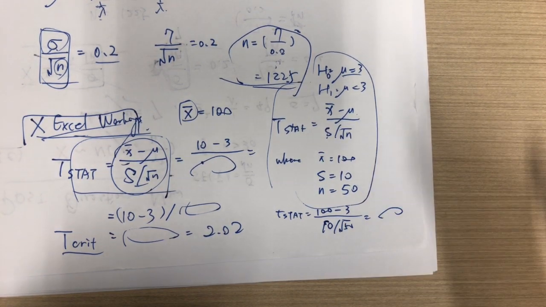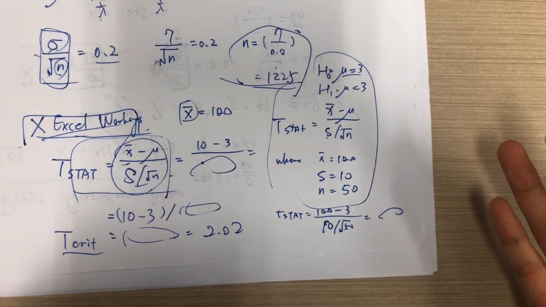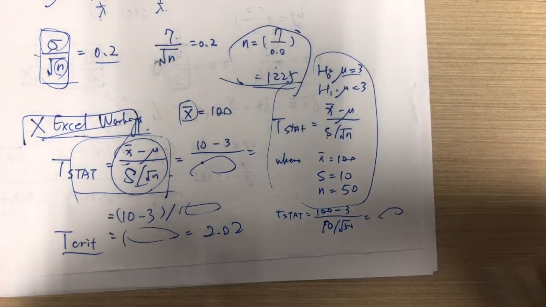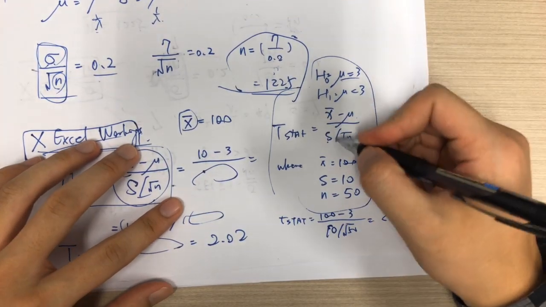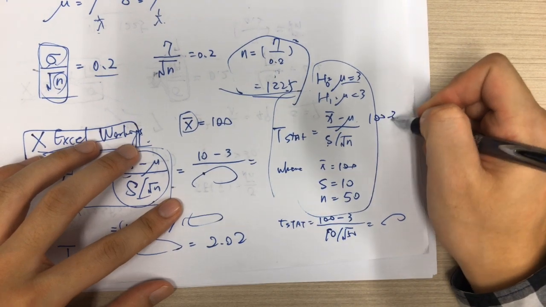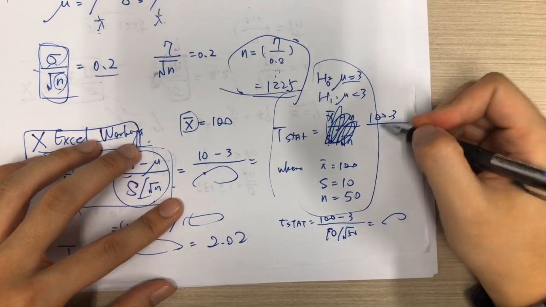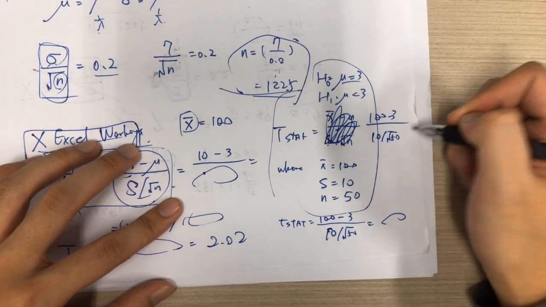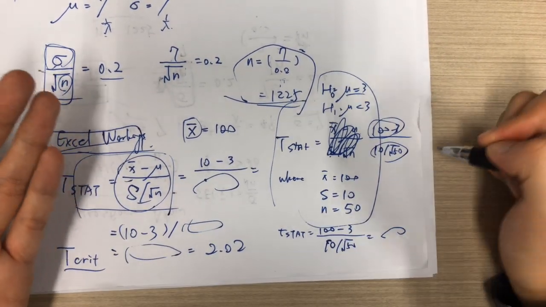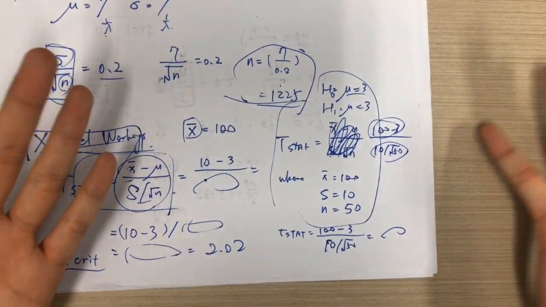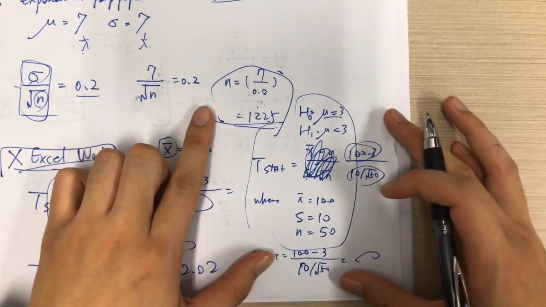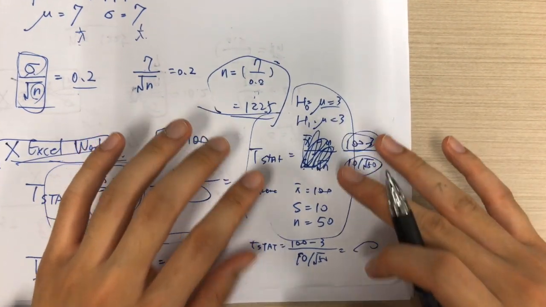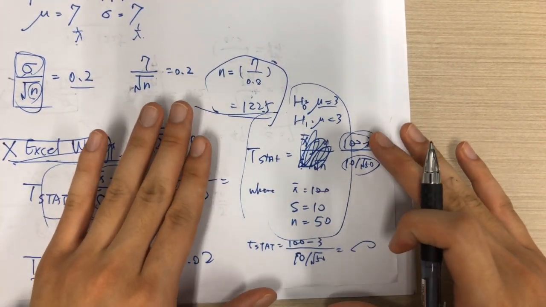For Nora's question, it doesn't matter where you put it. When you need to use it, you just write it down, right? Otherwise, for example, if you directly write down 100 minus 3, 10 divided by square root of 50, without the formula, who knows how you got those numbers, right? Again, the purpose of all your presentation on the exam paper should be to make the markers understand, all right? Okay.